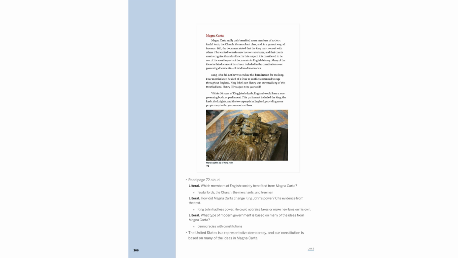Magna Carta primarily benefited feudal lords, the church, merchants, and freemen. It required the king to consult others for new laws or taxes, establishing the rule of law. This document influenced modern democracies, including the United States Constitution. King John's power diminished, and after his death, England saw the rise of a new parliament, expanding governance participation.